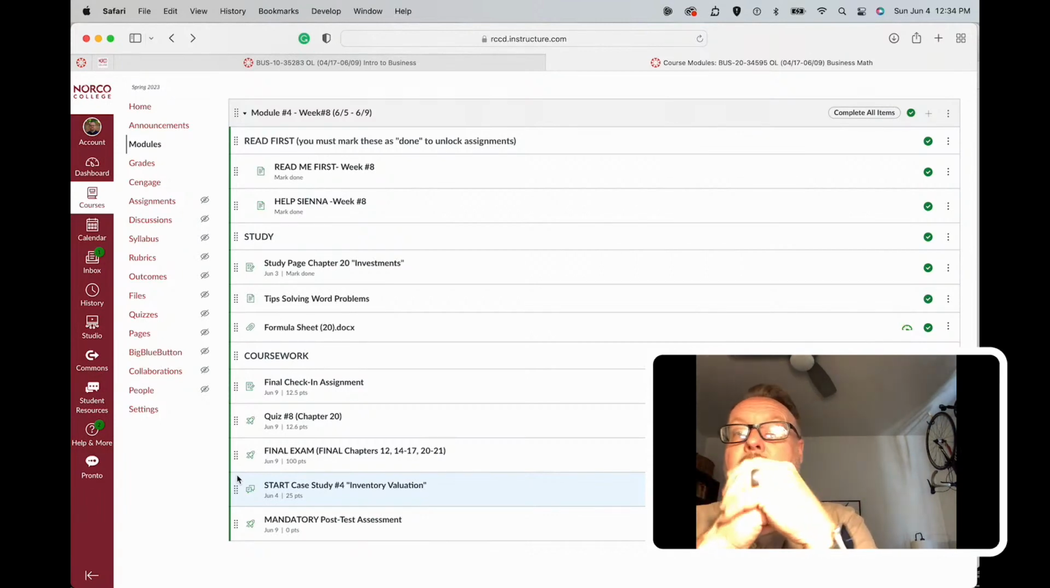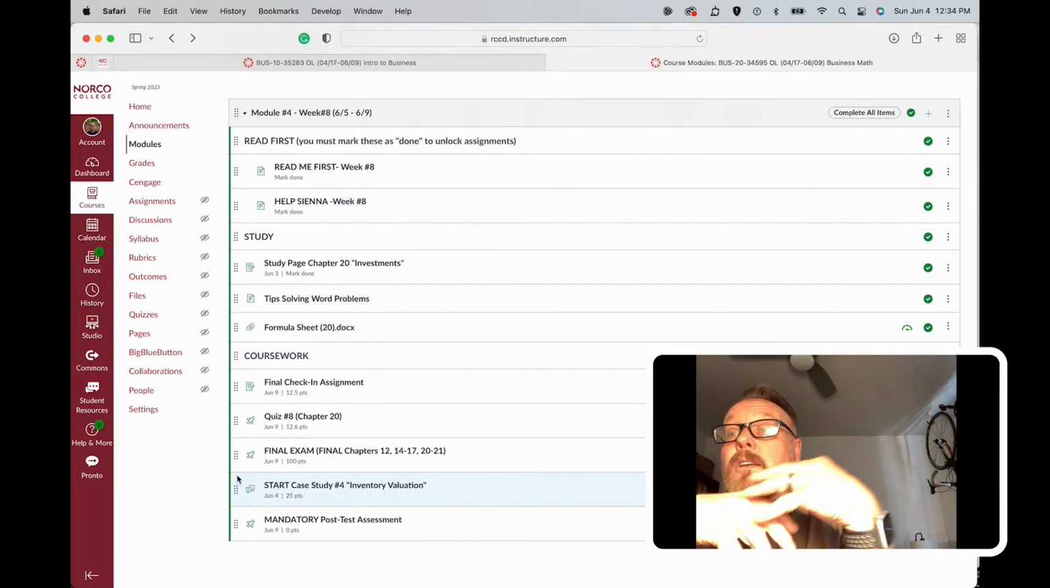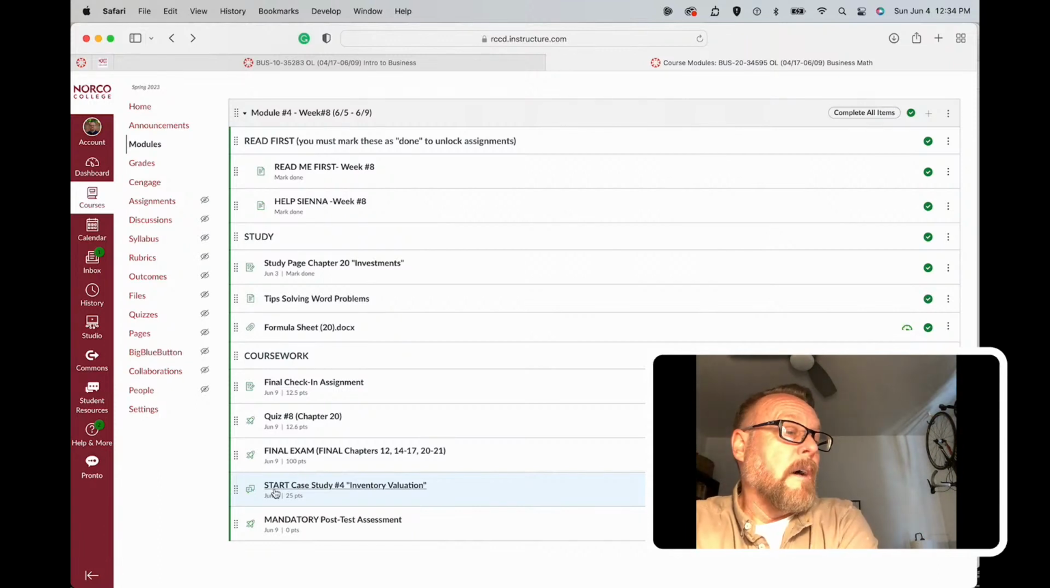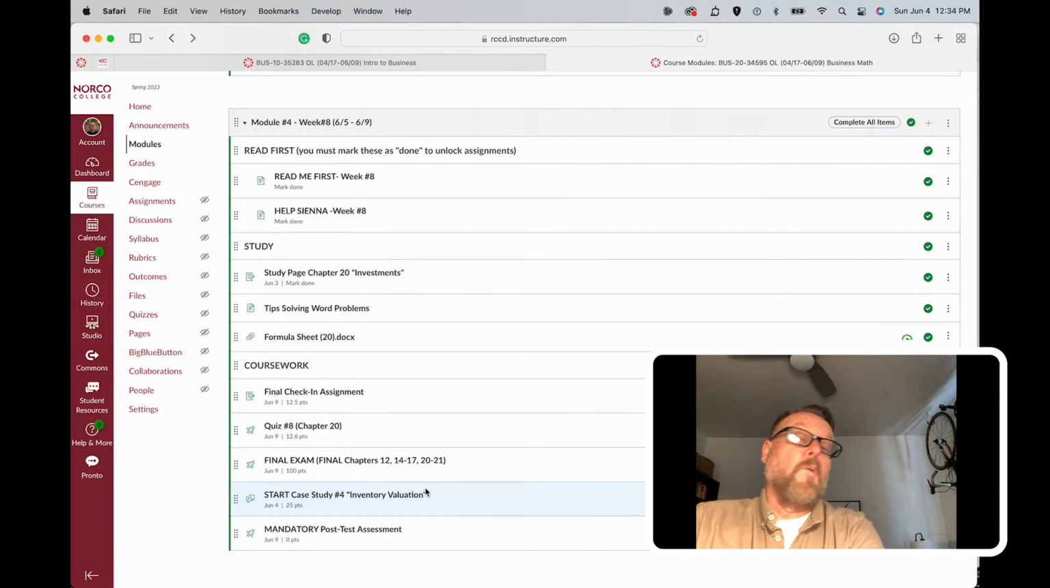And the whole idea with that assignment is to show you that the different ways in which you calculate inventory could have a different impact upon your profit or loss. And that affects your taxes, that affects your financial status, etc. So anyway, that's pretty much it for the class.